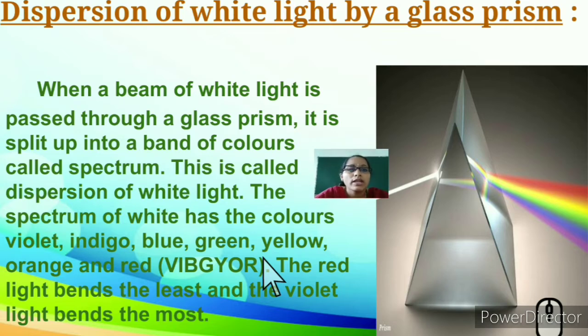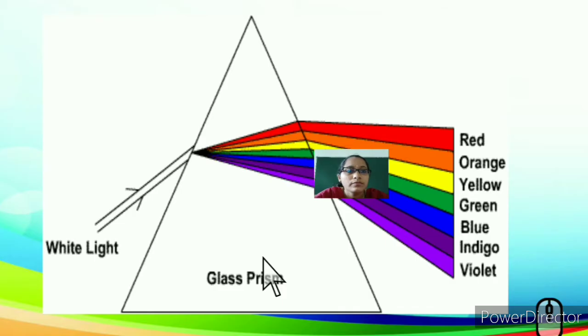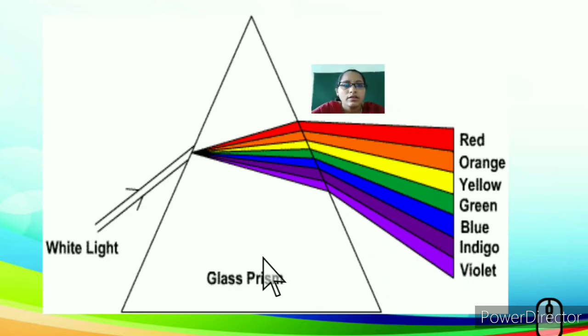So here, when white light is passed through a glass prism, it disperses its white color into 7 different colors, or rainbow colors. It is known as VIBGYOR. So you can see here, white light enters into the glass prism and there is a dispersion of light. From the lower point it goes: violet, indigo, blue, green, yellow, orange and red. So here the bending is most in violet, and in red it is less.